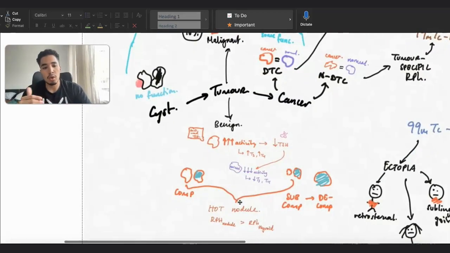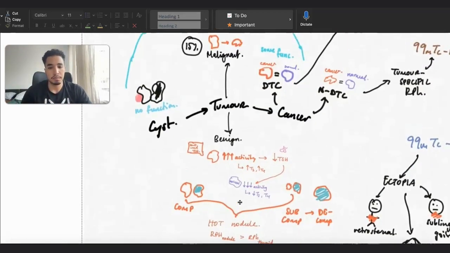And in terms of hot nodules, this is where it's the complete opposite. This is where that damaged tissue is acting way more actively than the normal thyroid cells are. So that you get the opposite.